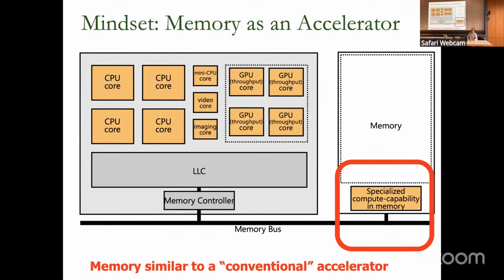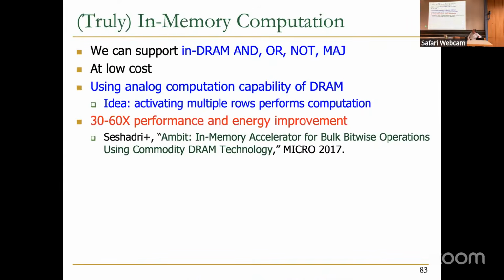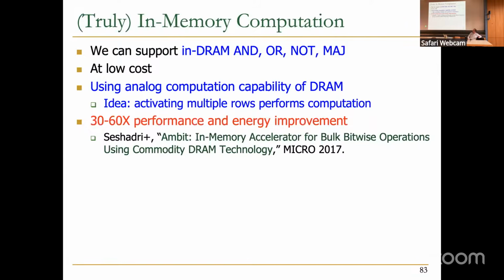Okay, so you can see that the mindset is still a mindset of an accelerator, right? We're increasing acceleration capability. And there's more on RowClone and processing using DRAM. Probably this was one of the earlier lectures, right? No, this is a seminar meeting, apparently. Yeah, if you're interested in more detail, we go into more detail in that seminar course. Okay. That was data movement, data copy. We'll say more about that later on, but let's talk about computation.